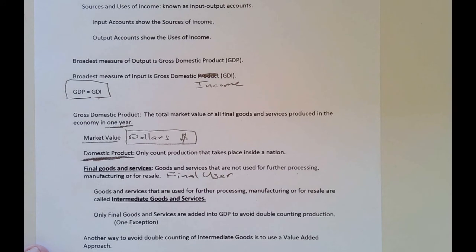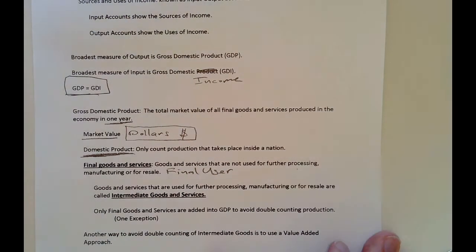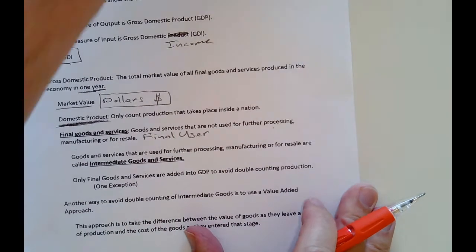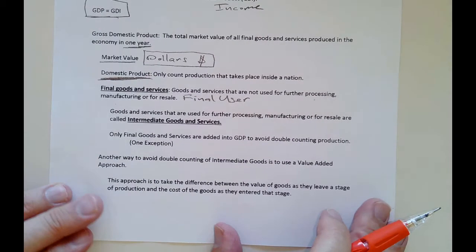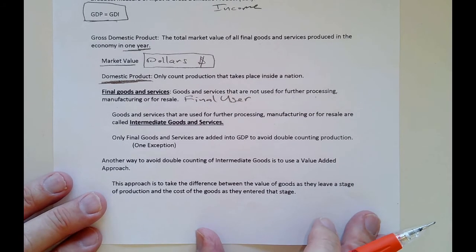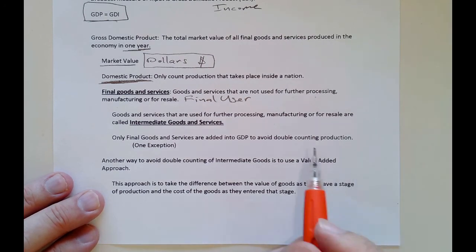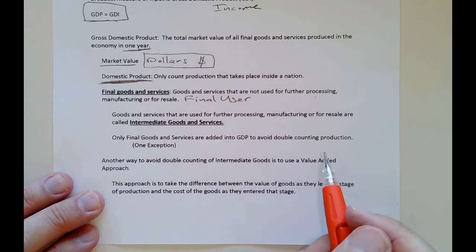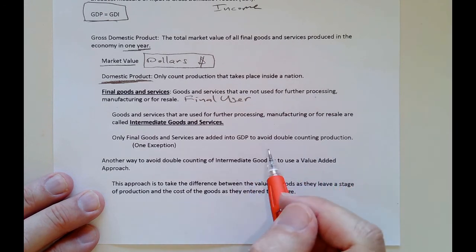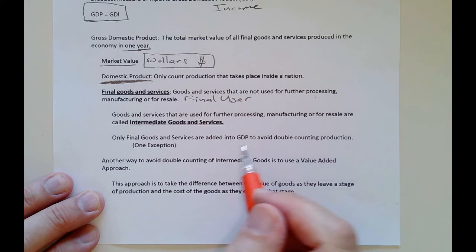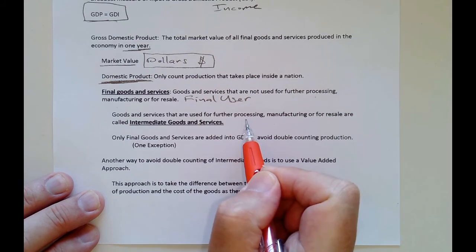Other goods that are used for further processing, manufacturing, or for resale are called intermediate goods. An example of an intermediate good would be, going back to Starbucks, when Starbucks buys, say, the coffee beans to make your cup of coffee with. When they buy the beans, that would be an intermediate good. They bought those beans not to consume them themselves. They bought those coffee beans to process them into a cup of coffee to resell it to you.